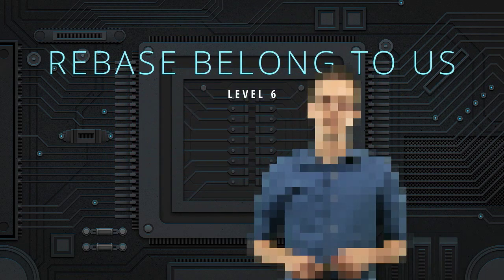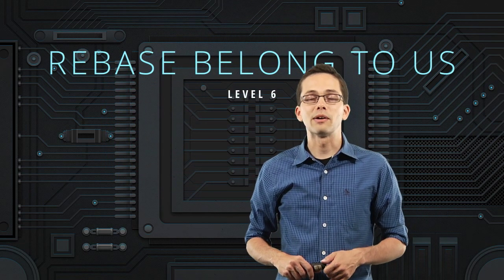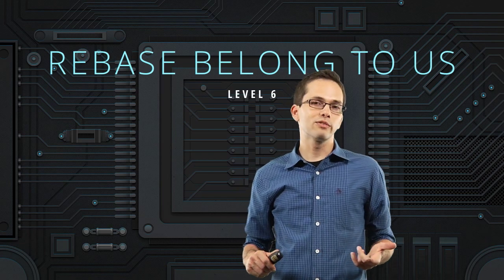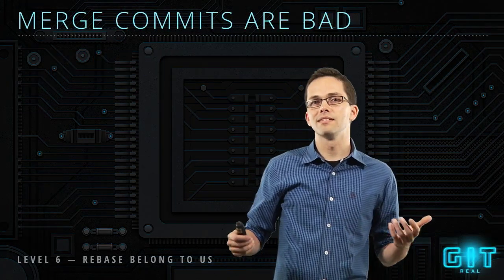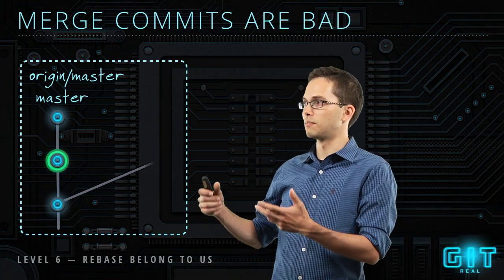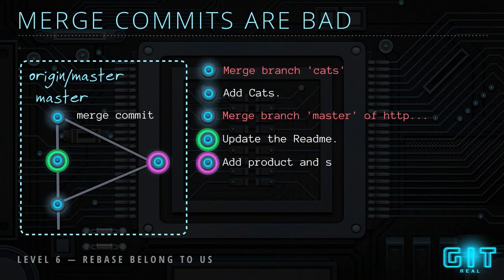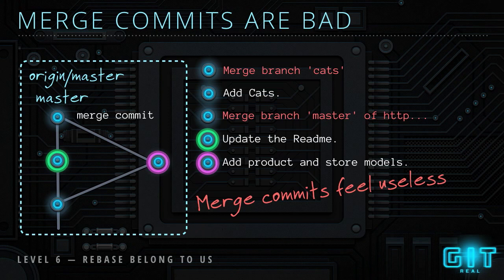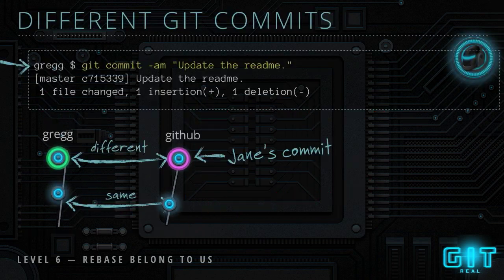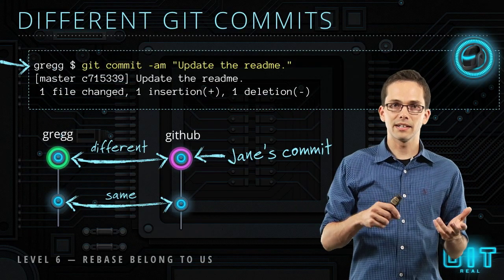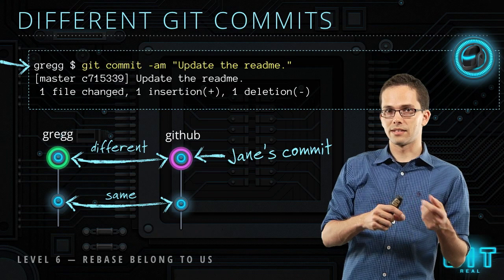You're watching Get Real, and this is level 6, where we're going to be talking about rebase. So you remember in previous levels we talked about merge commits not being so great. You've got merge commits from local branches, merge commits from remote branches, and it might seem like it's polluting your history. That's not so good, but there's an alternative to doing these sort of merges with merge commits, and that's called rebase. So let's jump back into the scenario we were at before, where we have Jane's commit up on GitHub, which is different than Greg's commit that's on local.